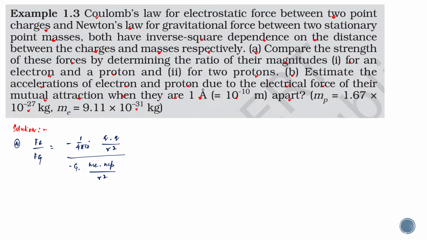So after the calculation we get this one. This formula is useful to find out the ratio of their magnitude. 1 for 1 electron and 1 proton. It means that electron and proton have the same charges but masses are different. 2 for 2 protons.